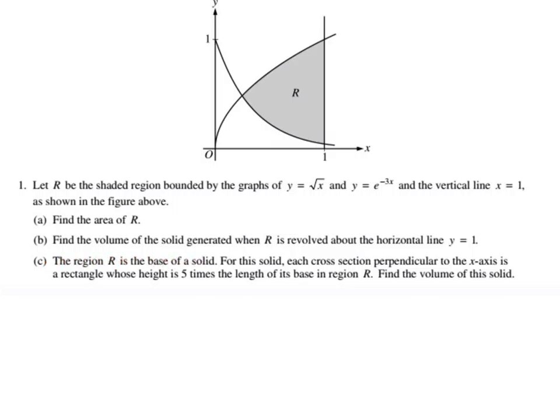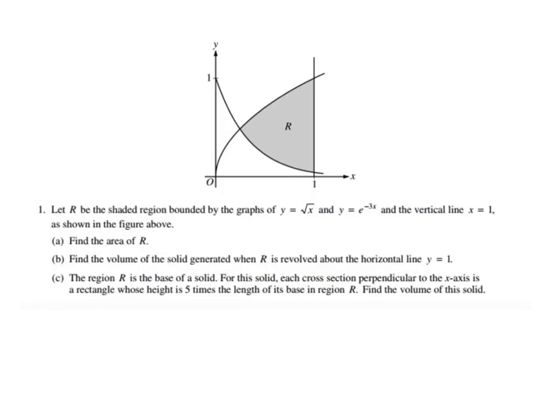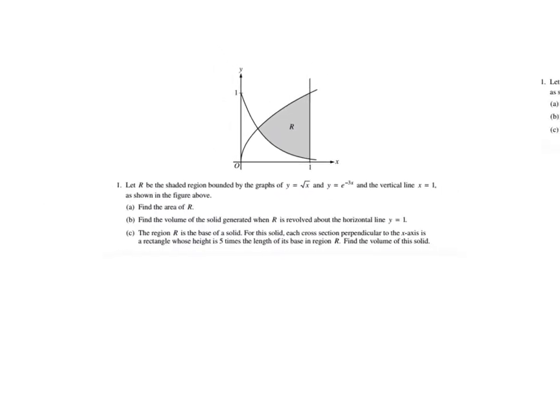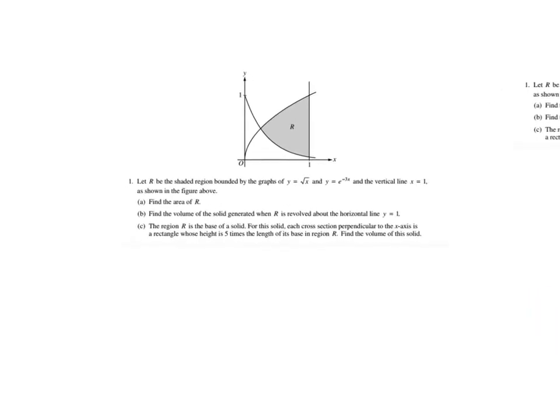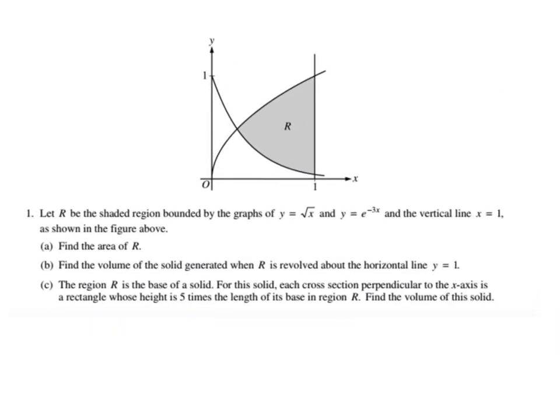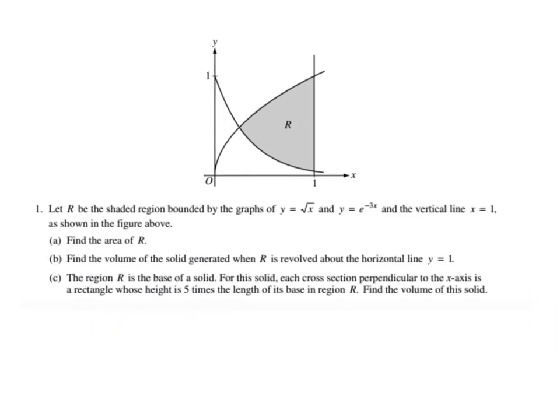For part C, let's take the first sentence. The region R is the base of a solid. So think of this as the bottom, and then you've got to envision it rising. There's a solid coming completely straight out at you from the screen. It's like 3 dimensions. If that region R was coming out at you, that's the solid that they're trying to get you to talk about.